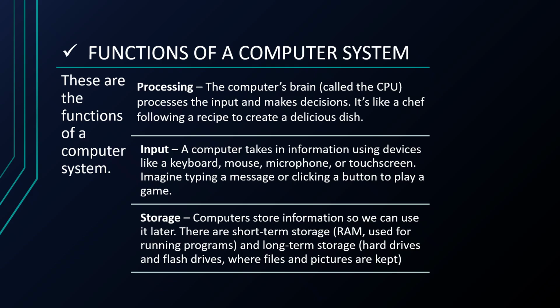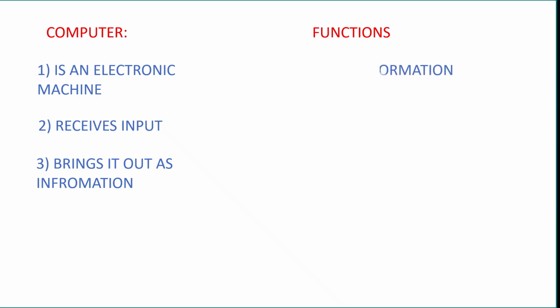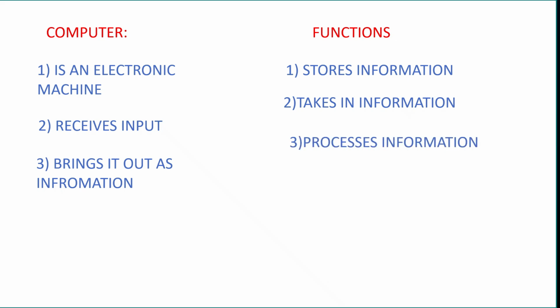where files and pictures are kept. So what we said so far is that a computer is an electronic machine. It receives inputs and it brings it out as information. Some functions include storing information, taking in information, and processing information.